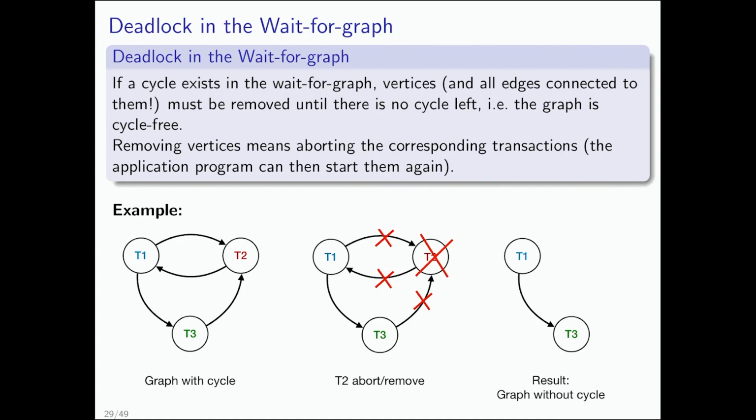Here's an example. We have a graph with a cycle. You have 3 transactions, and here's a cycle, obviously, and a couple of other cycles. Here you could also see the cycle. Here's a cycle. Here's a cycle.